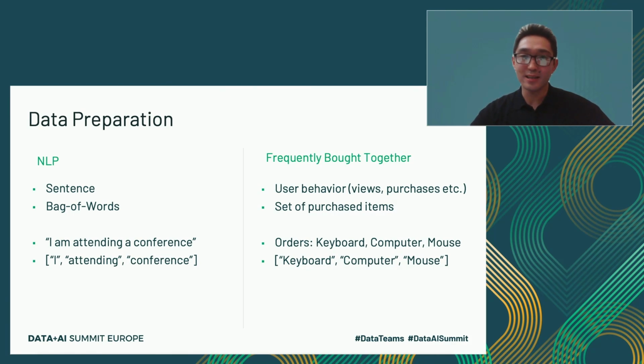Let's talk about data preparation. User behavior, such as product views and orders in a specific time range, is considered a sentence. In this case, the set of purchased items corresponds to a bag-of-words model. Let's assume an order included a keyboard, computer, and mouse. The corresponding list of items constitutes one observation in a training set.